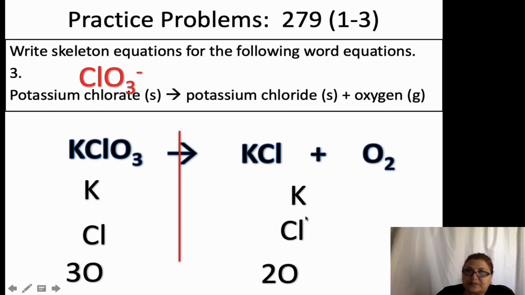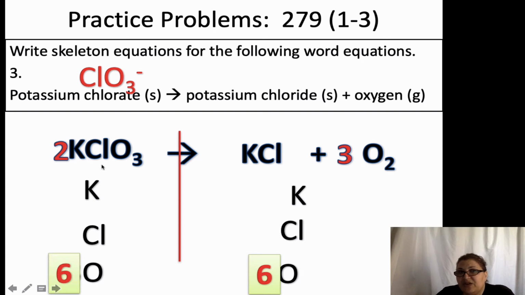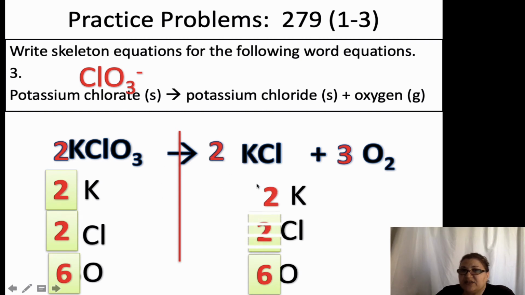So in order to balance the oxygens, you multiply this one by 3 to get 6. Multiply this one by 2 to get 6. But then you're also multiplying the potassium and chlorine, so 2 and 2. So now you multiply KCl by 2 and they get 2 and 2. Now it's balanced.